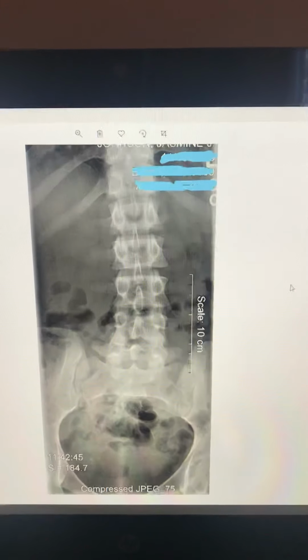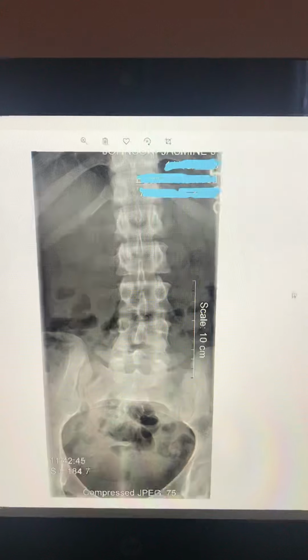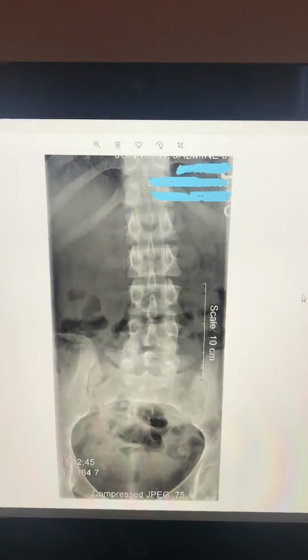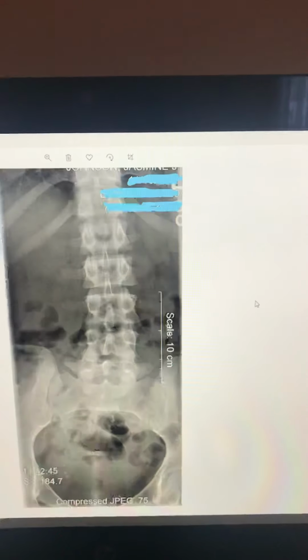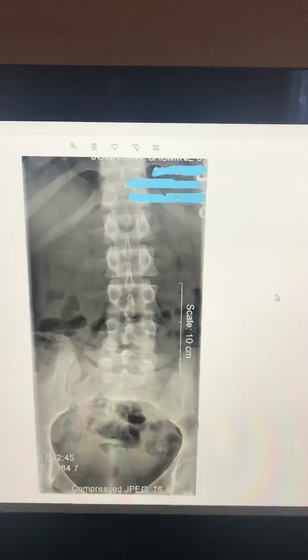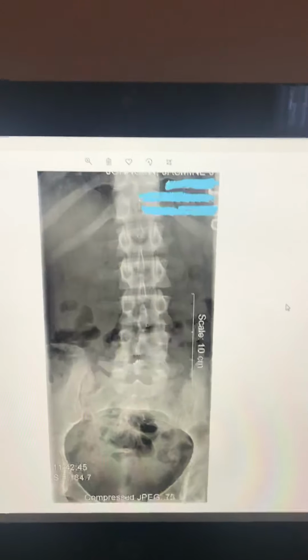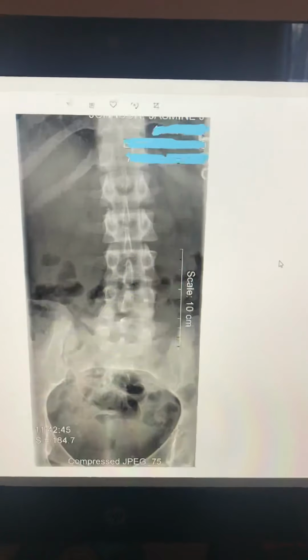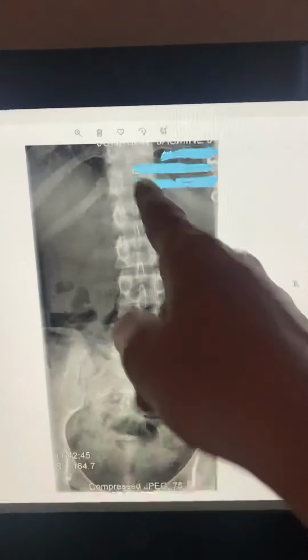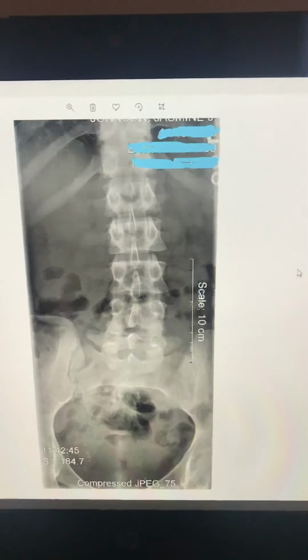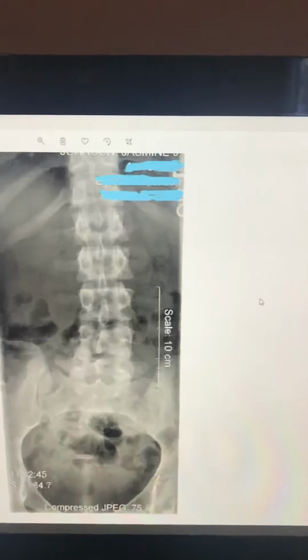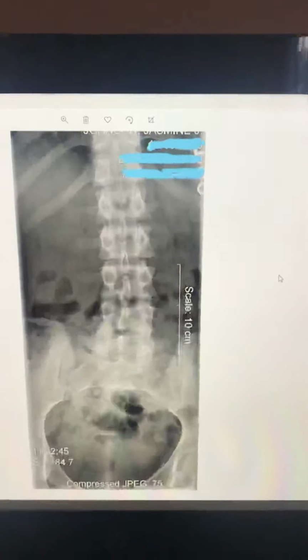The physician's findings: there was no acute fracture or dislocation seen. There is slight levoconvex lumbar scoliosis, which is seen here. It's curved to the left, so she might have slight scoliosis.